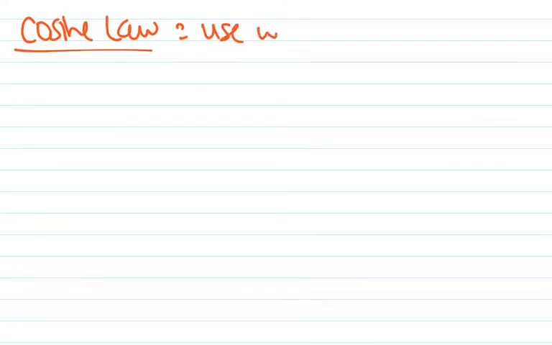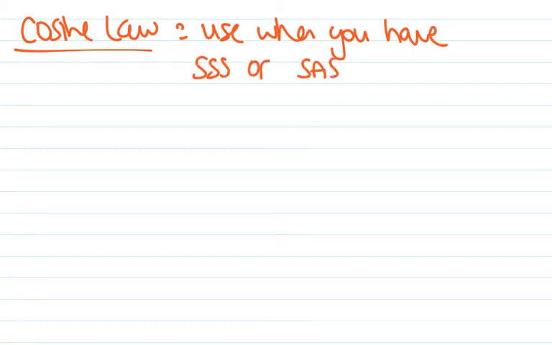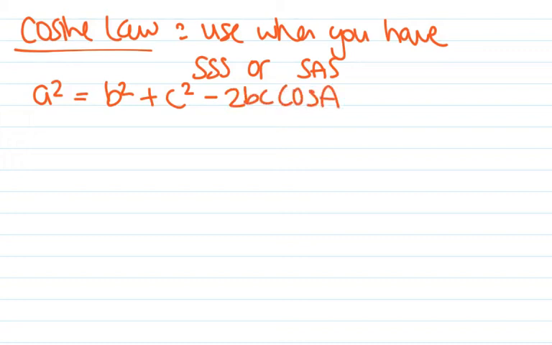All right, and then the cosine law, use when you have side, side, side, or side, angle, side. The cosine law says A squared equals B squared plus C squared minus 2BC cos A, and it can also be rearranged for B and C as well.